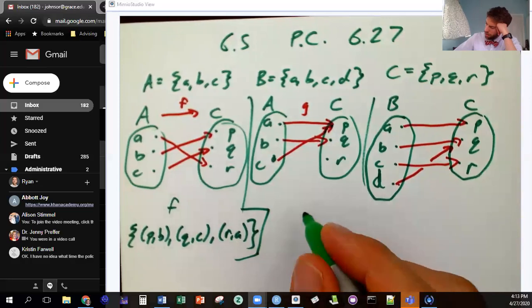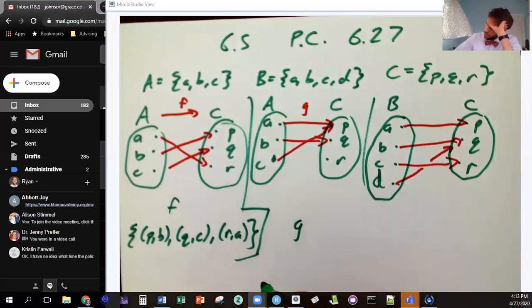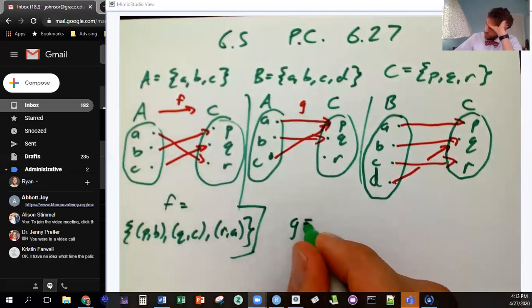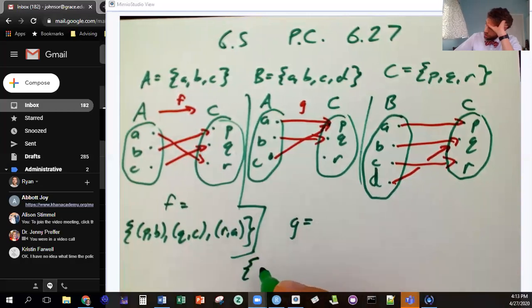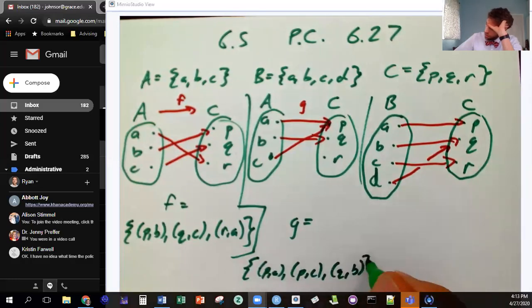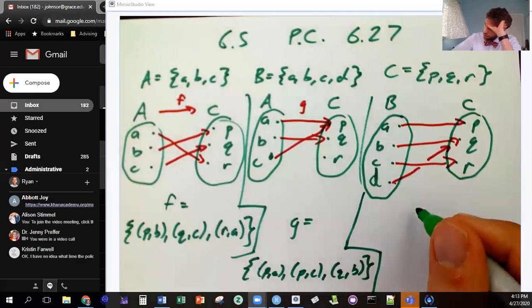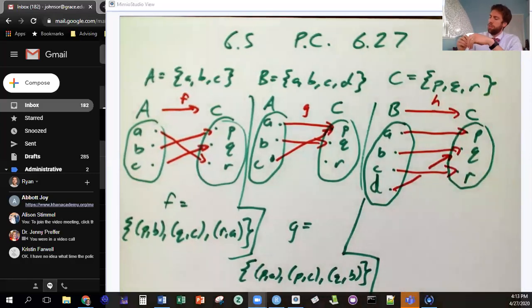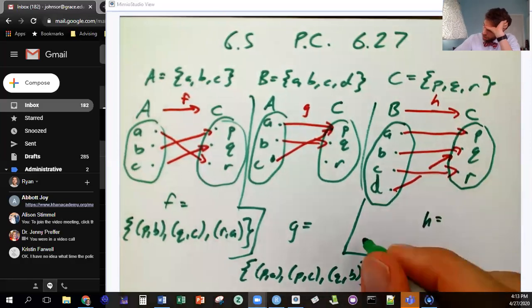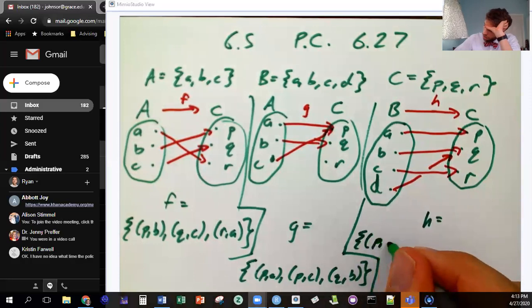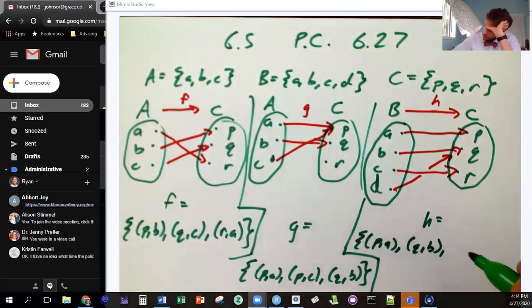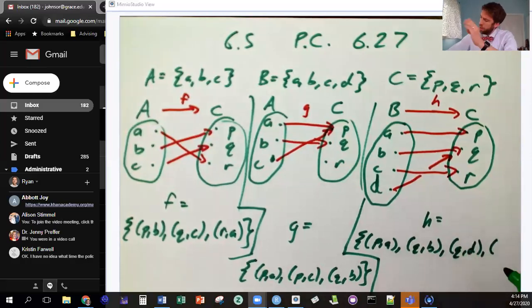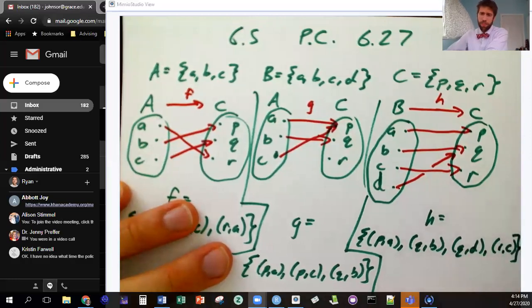And the inverse of G would equal (p,a), (p,c), and (q,b). Okay, and this is H up here. So then the inverse of H would equal (p,a), (q,b), (q,d), and (r,c). Okay.